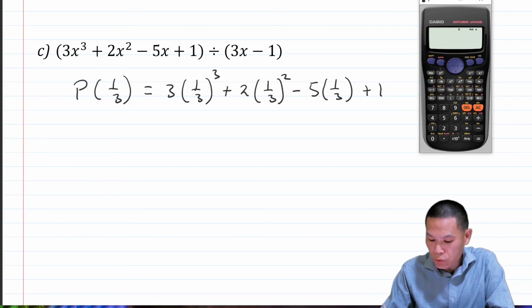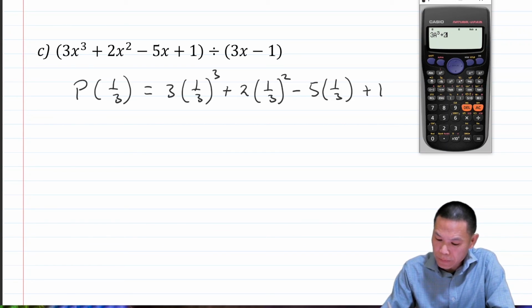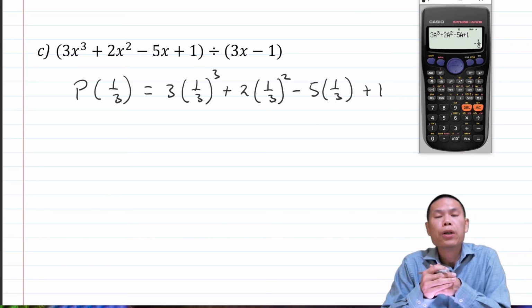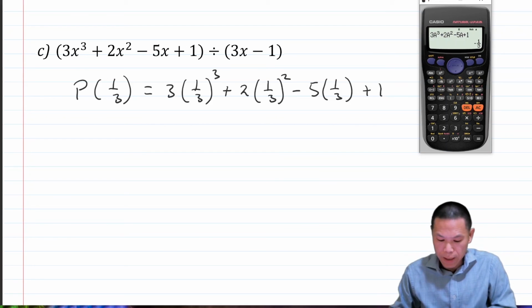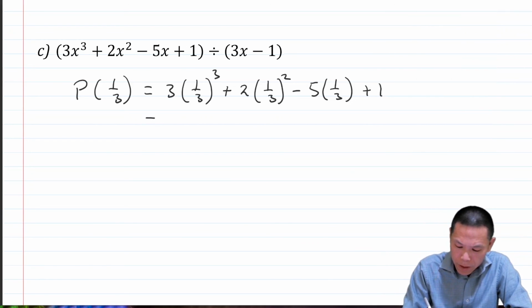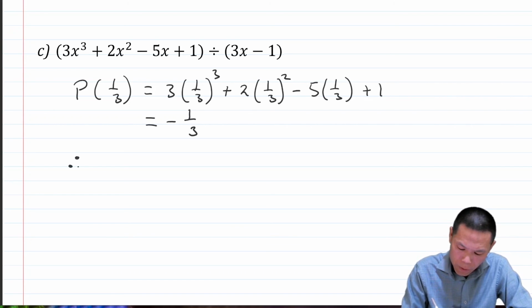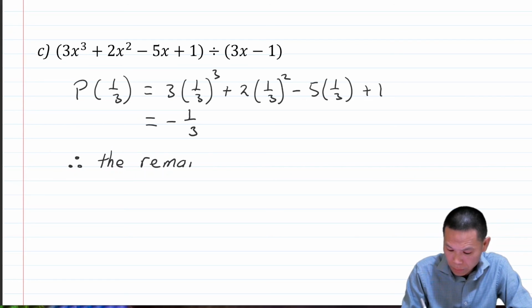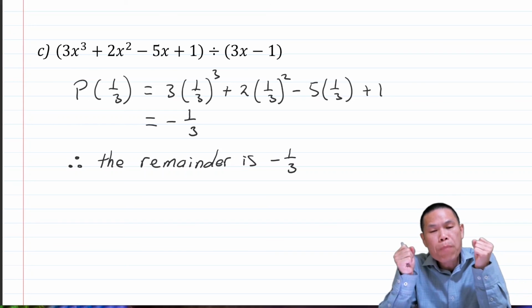So now I just go 3 lots of A to the power of 3, and then we add 2A squared, and then we minus 5 times A, and then we plus 1. There you go. So the remainder is negative 1/3. So just write this down, equal to negative 1/3. So therefore, the remainder is negative 1/3.